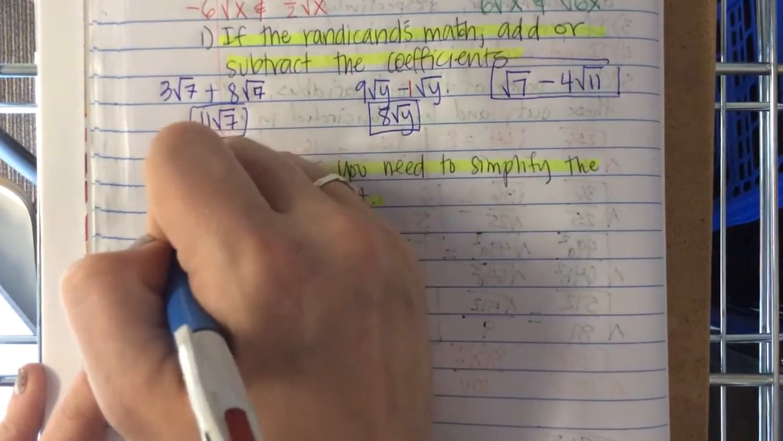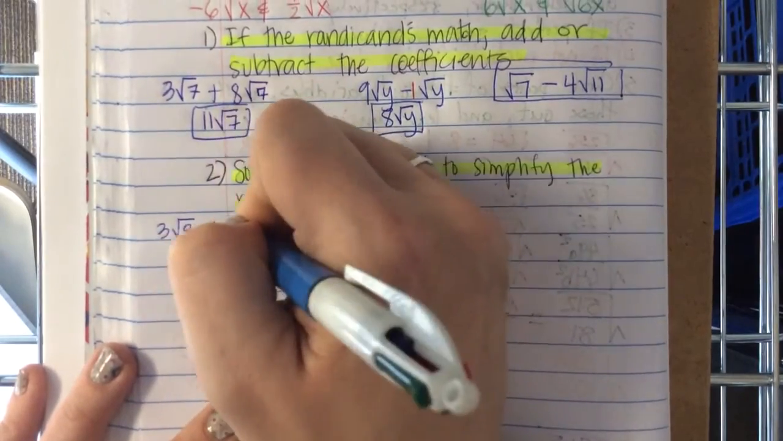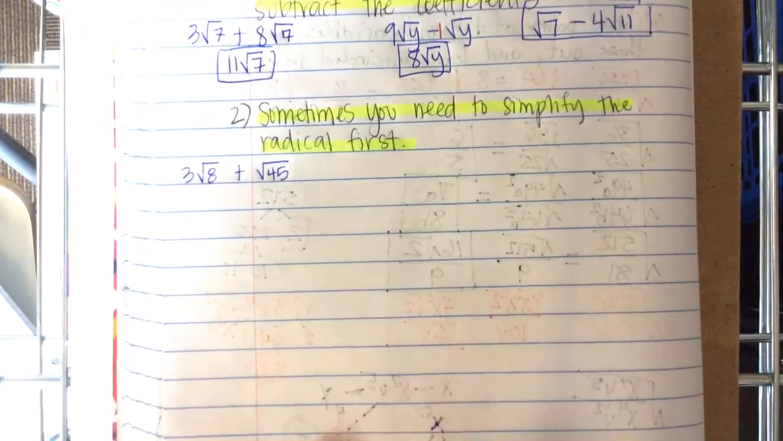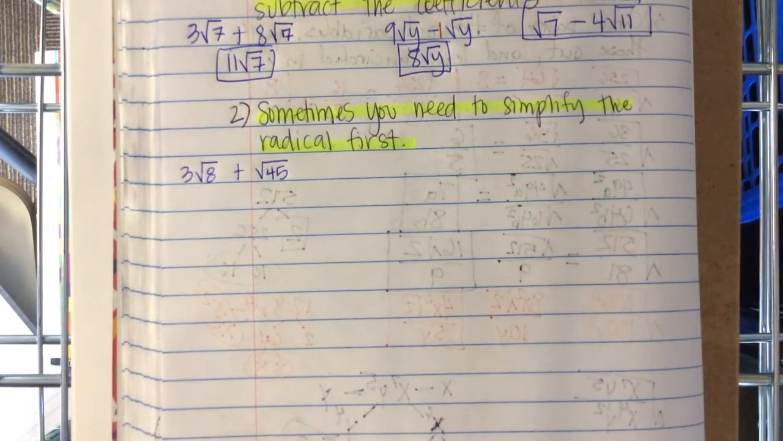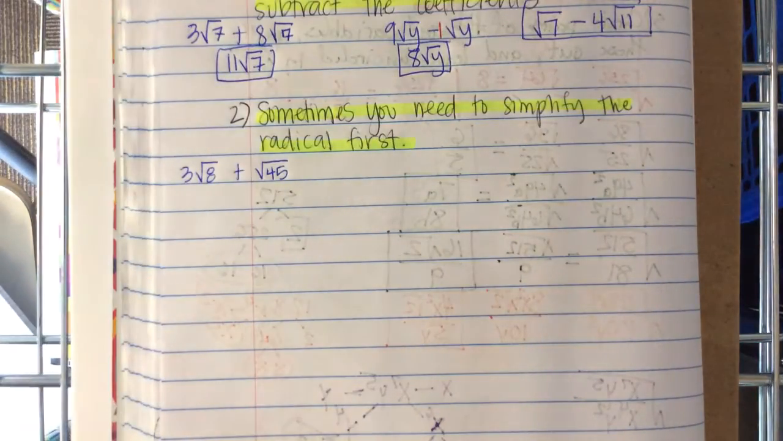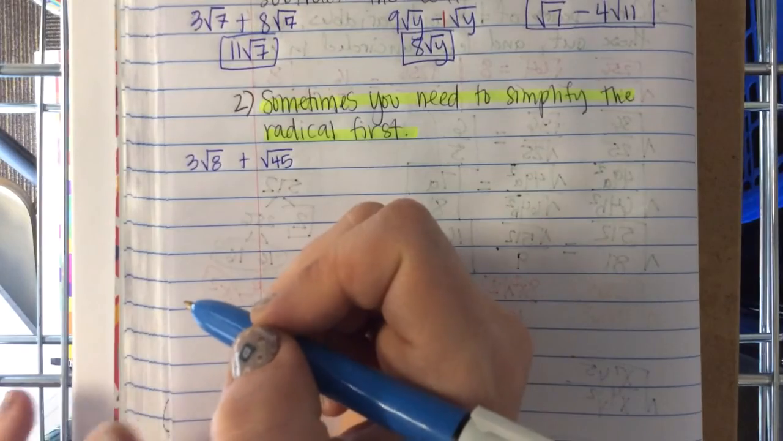All right, here we go. 3 radical 8 plus radical 45. Now, before you start automatically going into the factor tree, which works, if factor tree is what works for you, 100% hands down do it. Or you can get really good at factor squares. Now let's talk through the factor tree first.